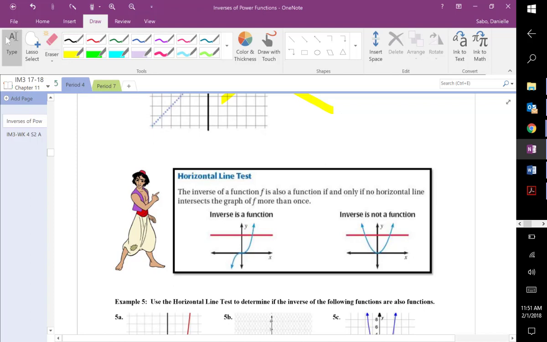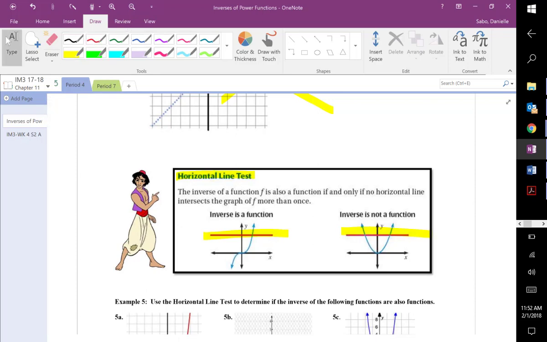Okay. So, there was something called the vertical line test. You probably learned about it freshman year, that if you drew a vertical line, you can tell if it's a function or not. You might not remember that, but that's okay. We're going to talk about a horizontal line. The horizontal line test is going to tell us if our inverse is a function, because that's going to make a difference tomorrow.